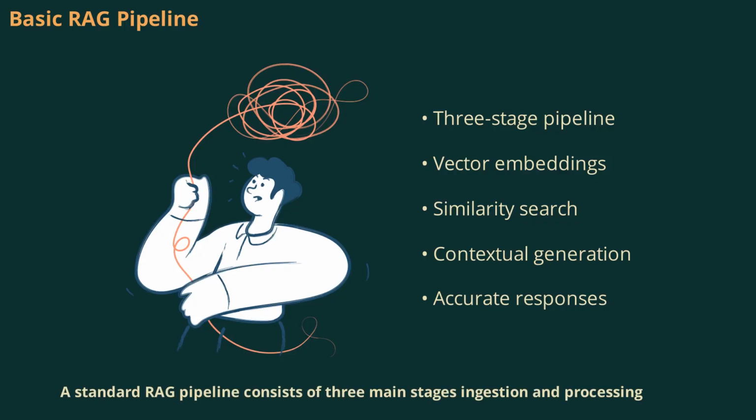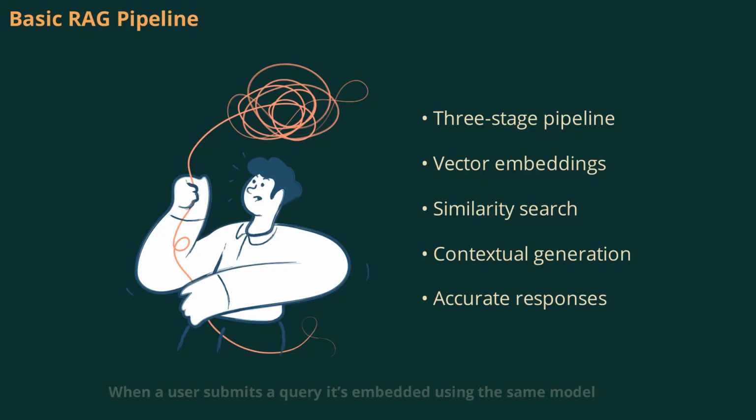A standard RAG pipeline consists of three main stages: ingestion and processing, retrieval, and generation. First, documents are ingested, processed, and converted into vector embeddings, which are stored in a vector database. When a user submits a query, it's embedded using the same model, and the database performs a similarity search to fetch the most relevant text chunks. Finally, these chunks are appended to the user's query and fed to an LLM, which generates a precise response. This pipeline ensures that answers are always based on the most relevant and up-to-date information.